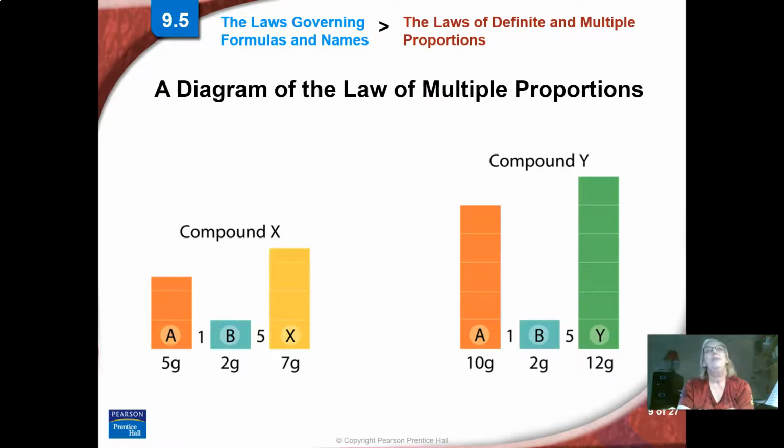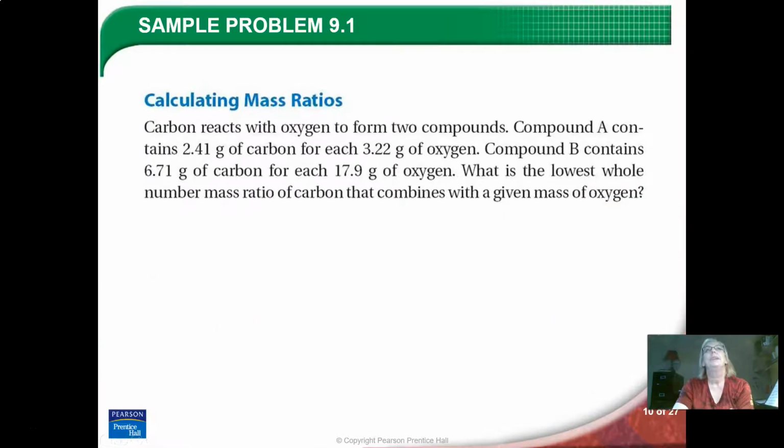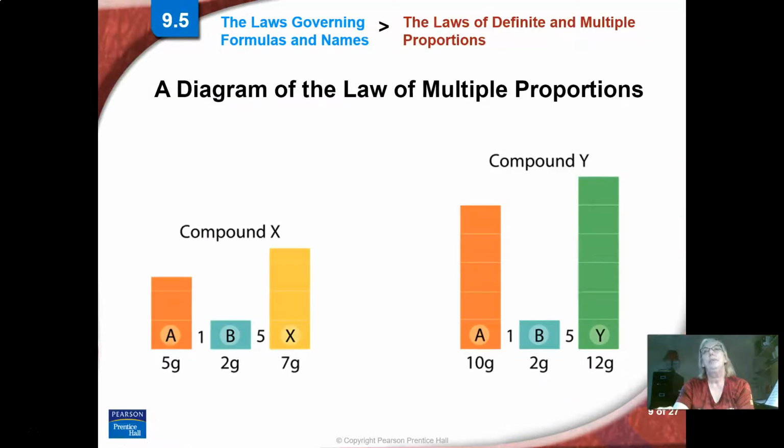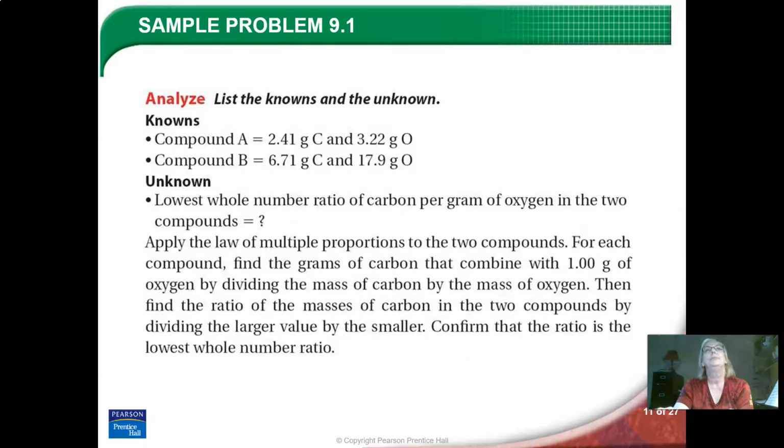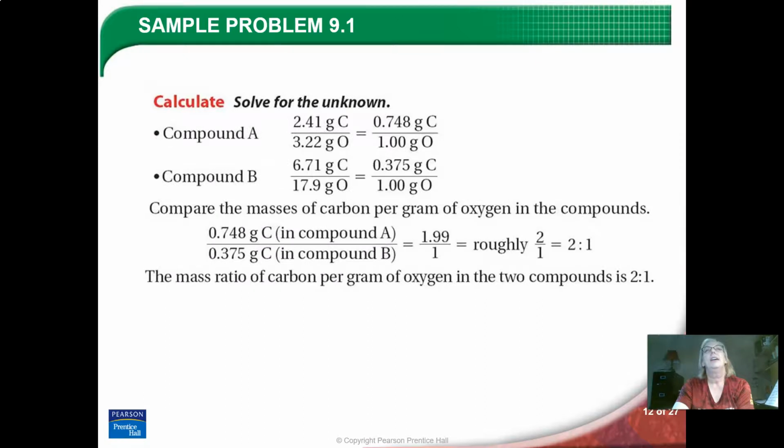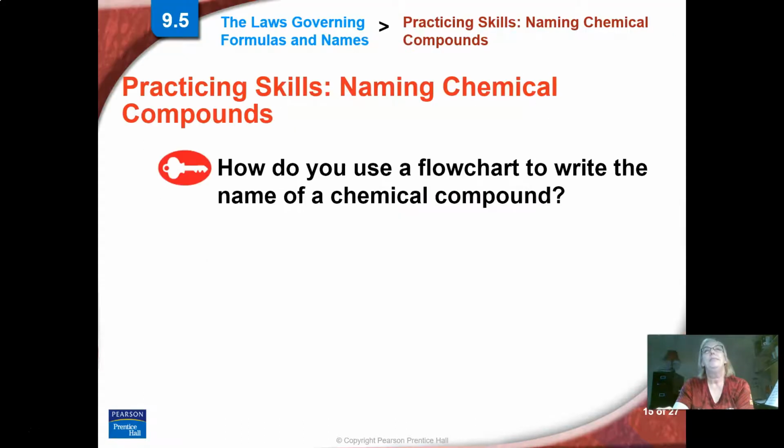So if we have compound X, it's got 5 grams of A, 2 grams of B, 7 grams of X. Compound Y has 10 grams of A, 2 grams of B, 12 grams of Y, sorry. So this is compound X, this is compound Y. They have this proportion of the different elements in that. So 5 to 2 to 7 in this compound. In this compound it's 10 to 2 to 12. So that's the law of multiple proportions. I don't know if I want to do the math things with you.